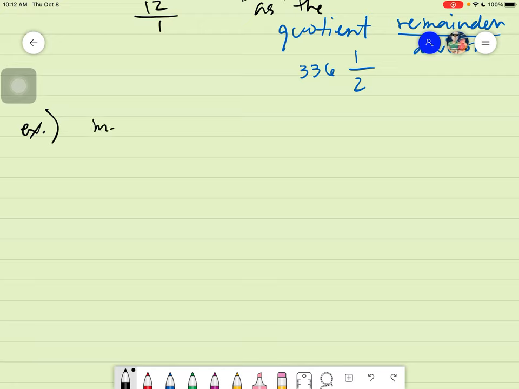Let's write it down muna like this: m squared minus 7m minus 11 divided by m minus 8. Ito yung dividend, ito yung divisor. Let's just put them as D and D. Kasi dividend yung dulo and then divisor yung R yung dulo. Okay, so ang divisor is always outside.